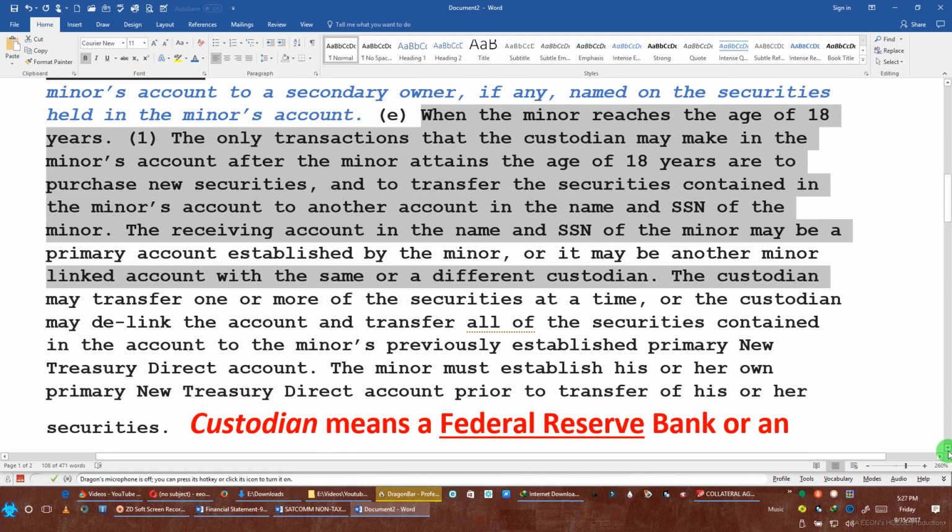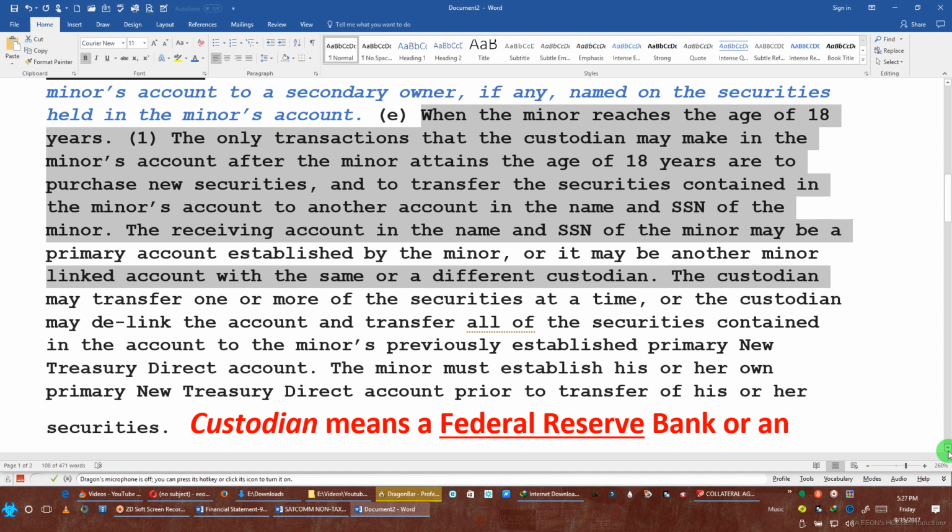prior to the transfer of his or her securities. So we were correct that you are to be opening up a Treasury Direct account. When we told you about getting your birth certificate amended, we were correct about that. But remember, they keep changing the system.